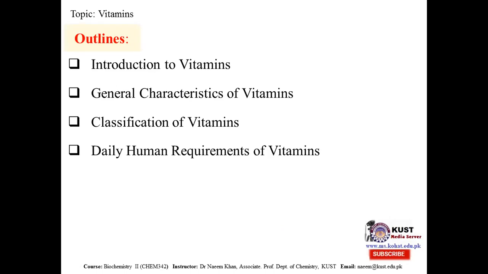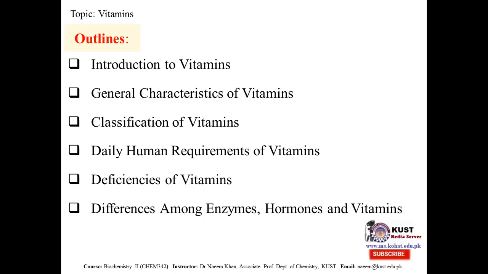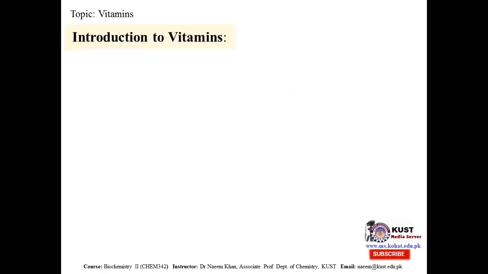Then we will talk about the daily requirements of vitamins for human beings, how vitamins are required and why some vitamins are required more and some are less. We will discuss. Then we will talk about the deficiencies of vitamins. If vitamins are deficient, then what will happen? So we will highlight, and at the end we will differentiate enzymes, hormones, and vitamins from one another. So let's have a start.